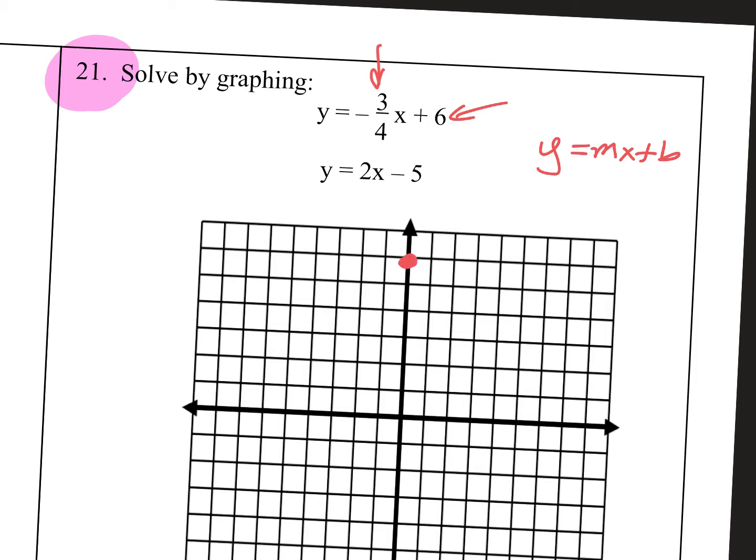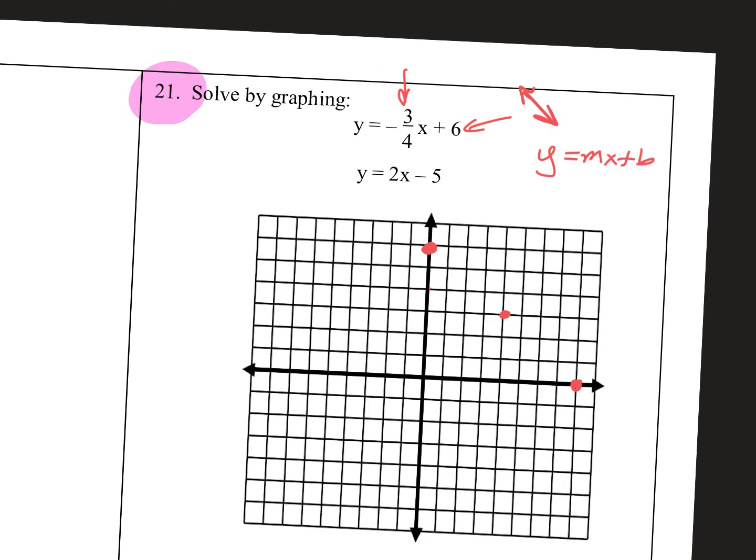This is a negative line, right? So it's going to be sloping downwards. So I'm going to go down 3, 1, 2, 3, and over 4. 1, 2, 3, 4. Down 3, 1, 2, 3, over 4, 1, 2, 3, 4. And we connect our lines in the straightest that we possibly can.